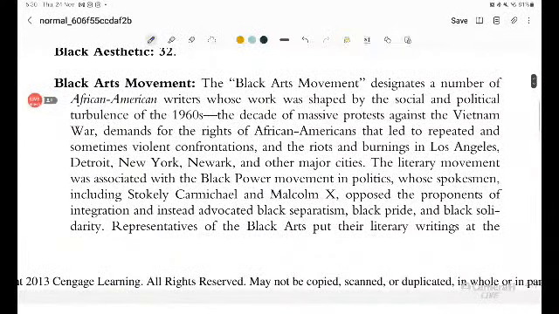So the Black Arts movement designates a number of African American writers whose work was shaped by the social and political turbulence of the 1960s, the decade of massive protests against the Vietnam War, demands for the rights of African Americans that led to repeated confrontations.